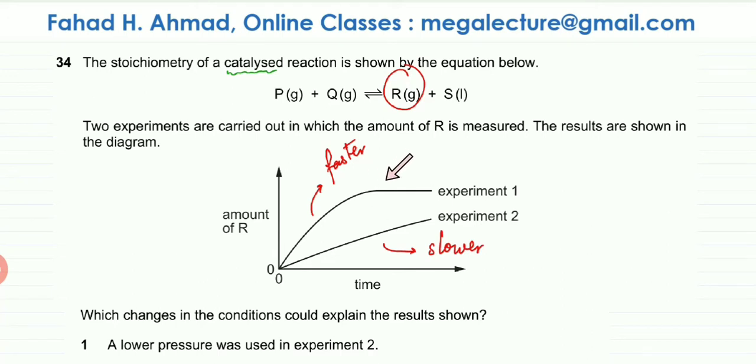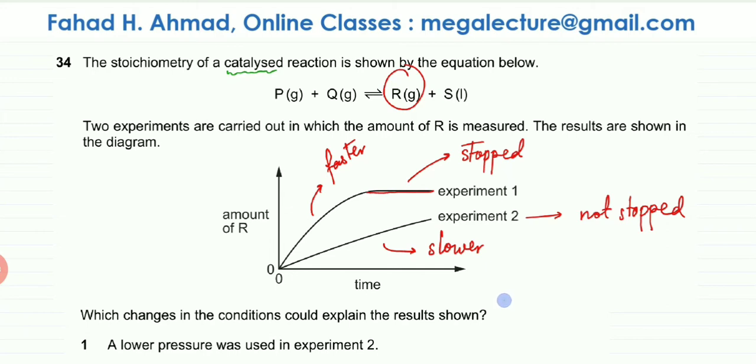The first one is also complete at this time. I mean, if you look, this line has become straight. So that means that the reaction has stopped, so there's no more R forming. So this reaction has already stopped or has reached equilibrium, which means that the rate of the forward and the backward reaction would be equal. But if you look at experiment 2, the amount of R is continuously increasing. So the reaction has not stopped yet, or it hasn't reached equilibrium. So in experiment 2, the reaction has either not stopped or hasn't reached equilibrium.